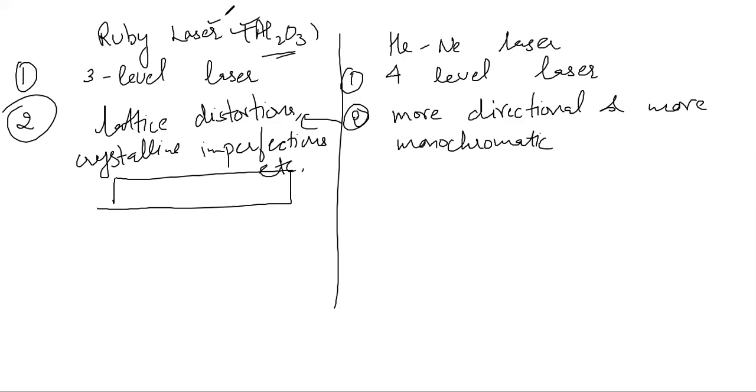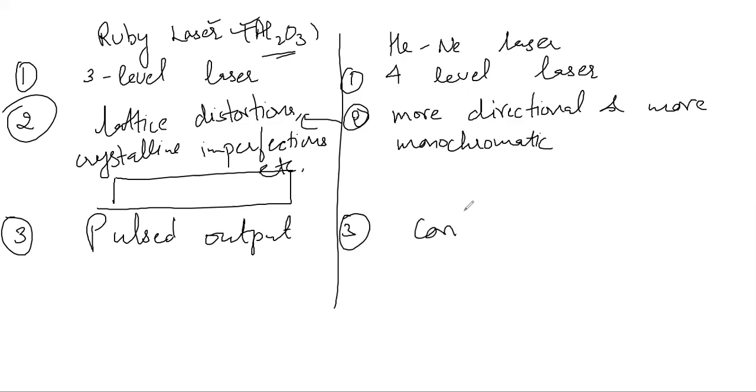क्योंकि हीलियम नियोन लेजर एक गैसियस लेजर है, तो आप इंडिविजुअल हीलियम एंड नियोन एटम्स को एक्साइट करने की बात कर रहे हैं. The third difference would be here, because you are using a xenon flash lamp, so your output is going to be a pulsed output, whereas in the case of the helium neon laser your output is going to be a continuous output. So these are going to be the differences between the ruby laser and the helium neon laser.